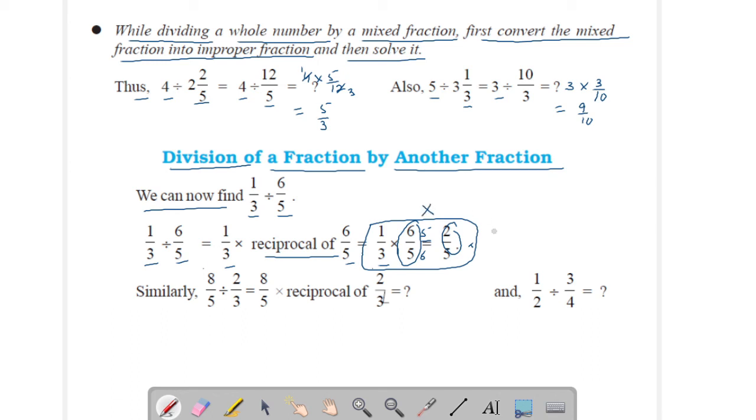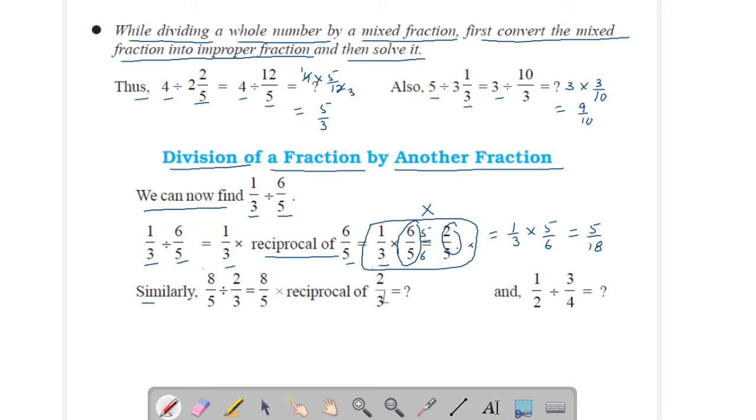This can be written as 1 upon 3 into the reciprocal of 6 upon 5, that is 5 upon 6. Multiply numerator by numerator, 1 into 5, and denominator 3 sixes are 18. Your answer is 5 upon 18.